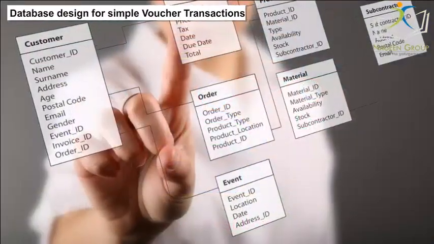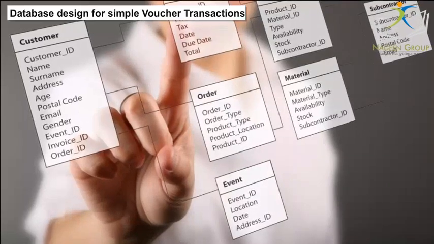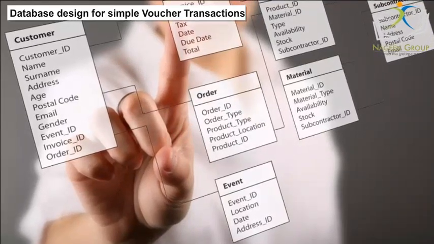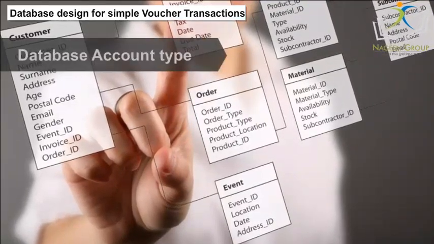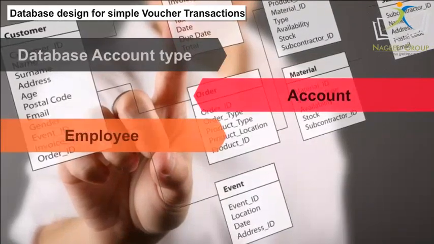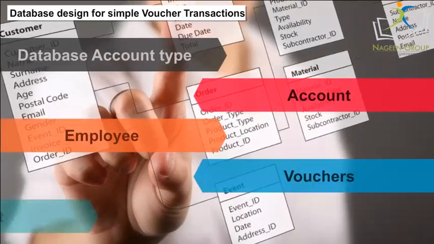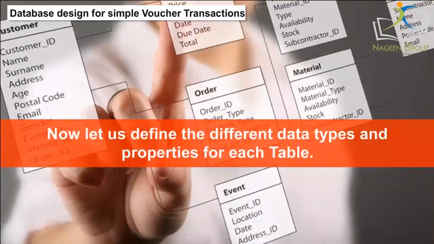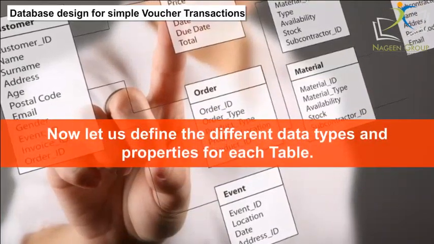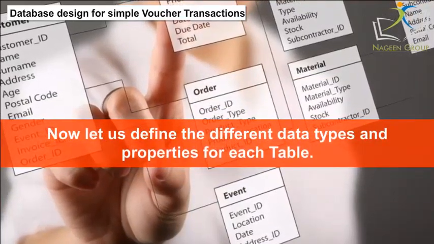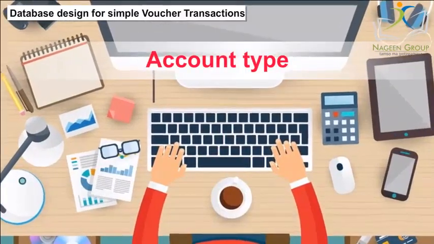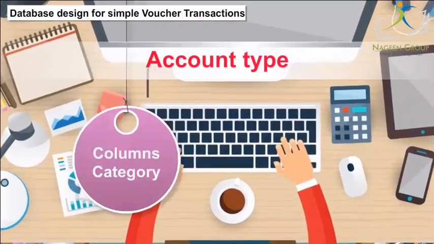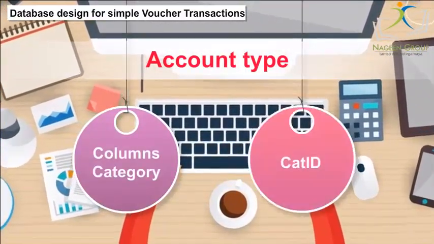Database designed for simple voucher transactions. Let us say there are 5 tables in the database: account type, account, employee, vouchers, and support. Now let us define the different data types and properties for each table. A. Account type. This table has 2 columns, category and category ID.